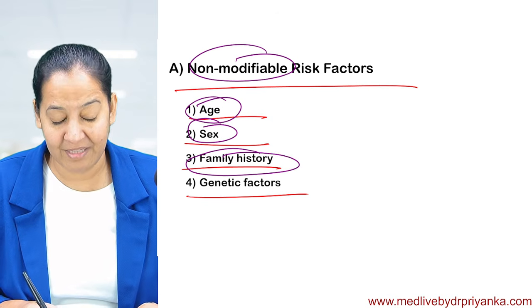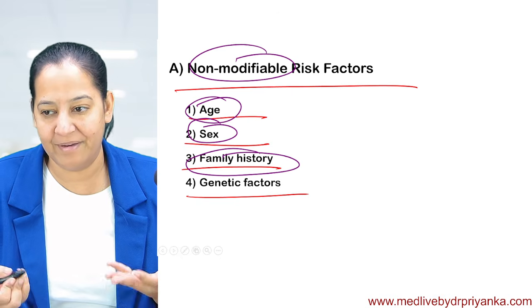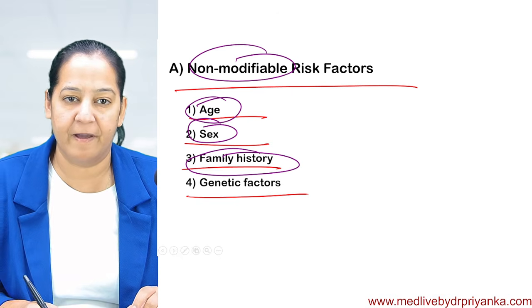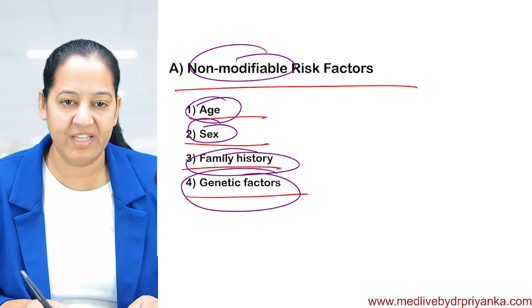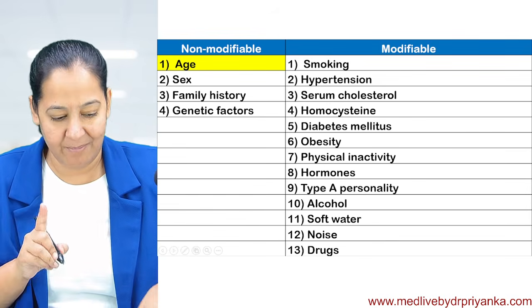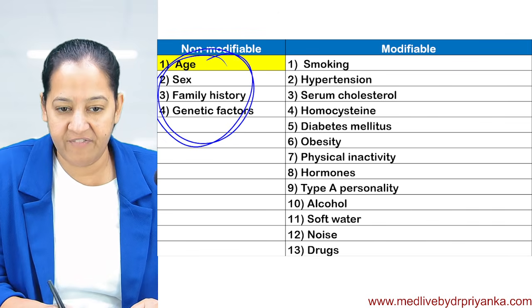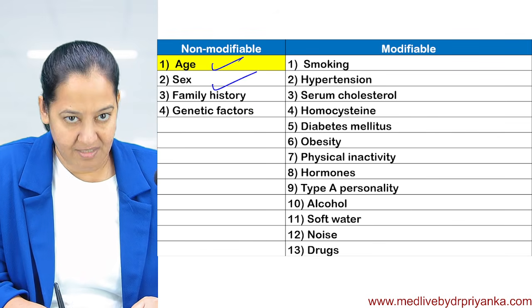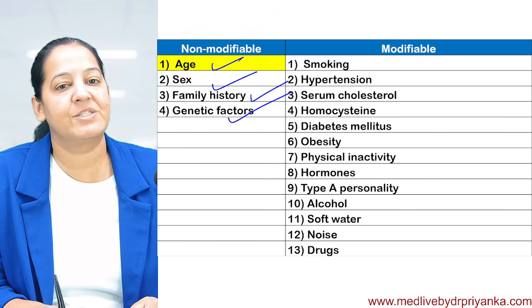Family history. Can you change your family? You are born in a family with the genes of the family, so it cannot be changed, and genes cannot be changed. So these all are non-modifiable risk factors. Let's take them one by one. The 4 non-modifiable risk factors are age, sex, family history, and genetics.